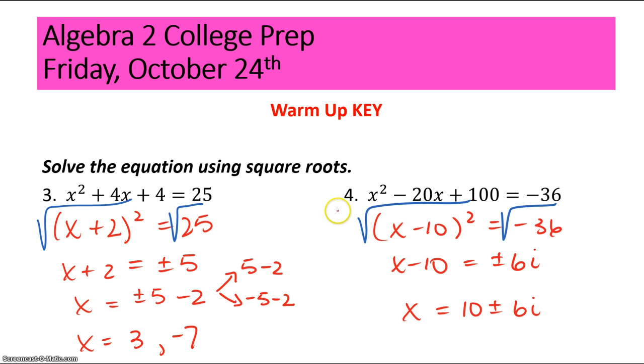On number 4, it factors to x minus 10 times x minus 10. I square root both sides. The square root of negative 36 is plus or minus 6i, so x equals 10 plus or minus 6i. Okay, let's get started for today.